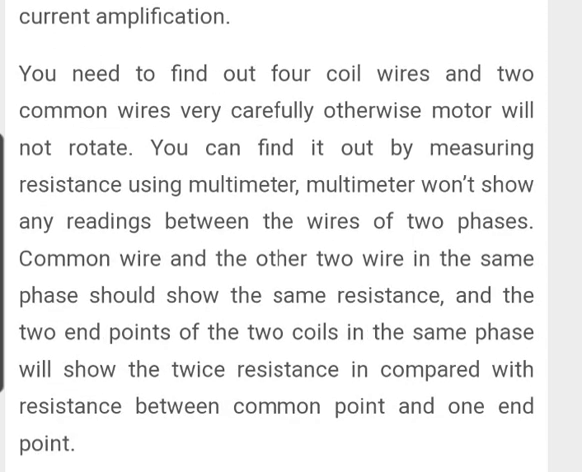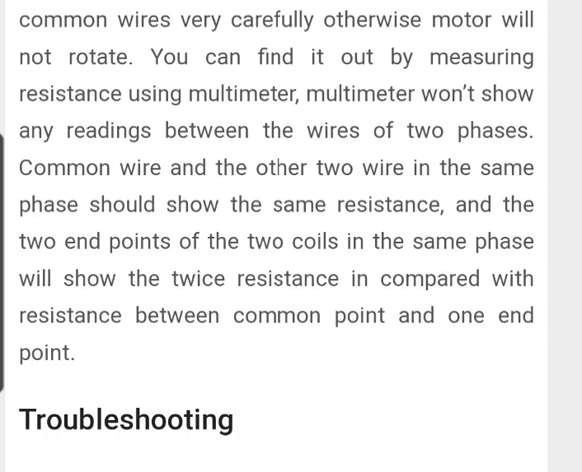Now, we need to find out the 4 coil wires and 2 common wires very carefully, otherwise the motor will not rotate. We can find them by measuring the resistance using a multimeter. The common wire and the other 2 wires in the same phase should show the same resistance, and the 2 end points of the 2 coils in the same phase will show twice the resistance compared with the resistance between the common point and one end point. So this is the procedure to find out the 4 coil wires and the 2 common wires.